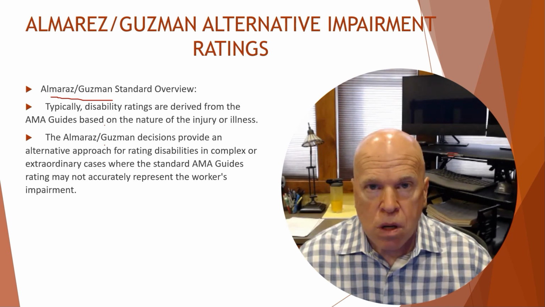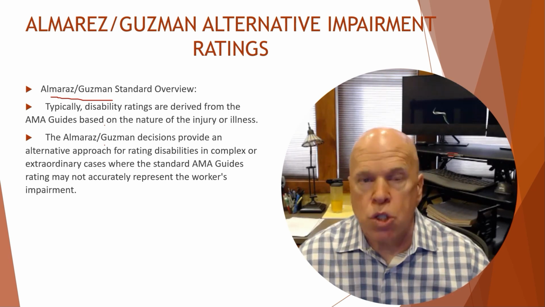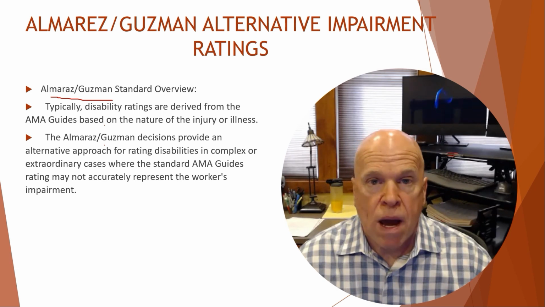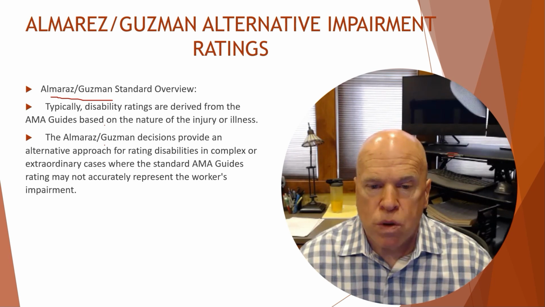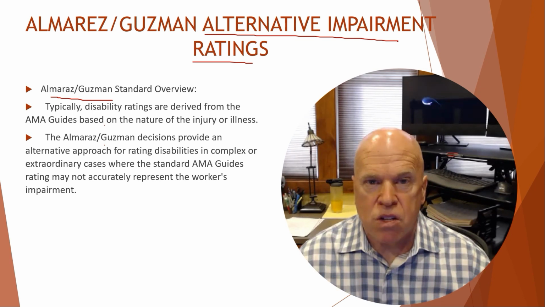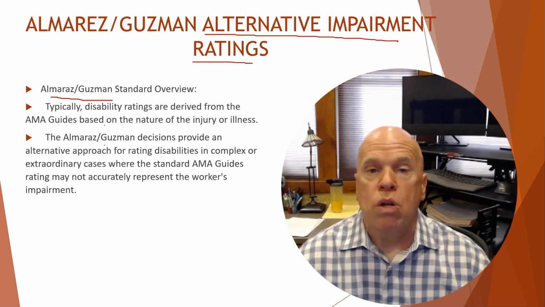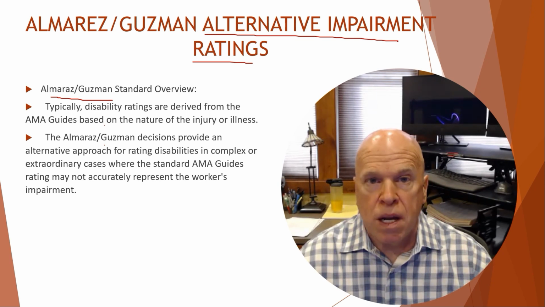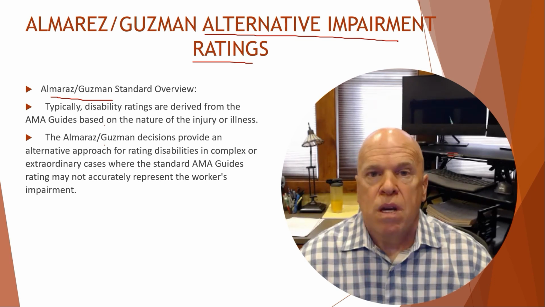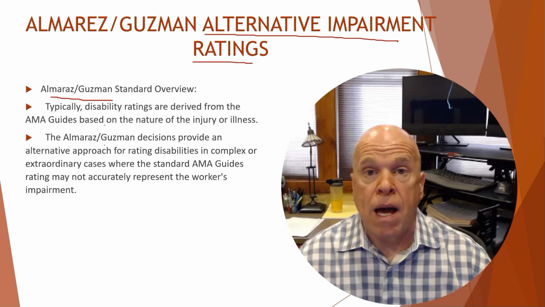These cases came along and provided for some exceptions and some circumstances wherein impairments can be rated outside of the typical chart, chapter, table, or method that's described in the AMA guides. And Alvarez and Guzman impairment ratings are referred to as alternative impairment ratings. The opposite of alternative impairment ratings is conventional impairment ratings, and it's the AMA guides that provide the conventional impairment rating. But the philosophy on Alvarez and Guzman alternative impairment ratings is that not all conditions are accurately rated or even described in the AMA guides.